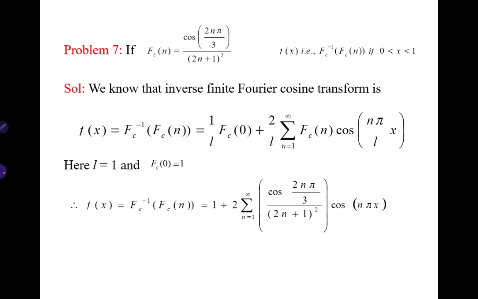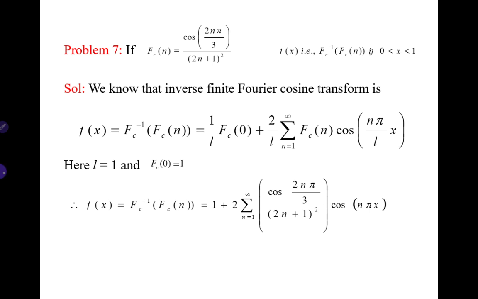If fc of n, that is the Fourier cosine transform, is given as cos 2n pi by 3 by 2n plus 1 whole square, then find f of x, that is f of x is the inverse Fourier cosine transform, fc inverse of fc of n, where x lies in the interval 0, 1.